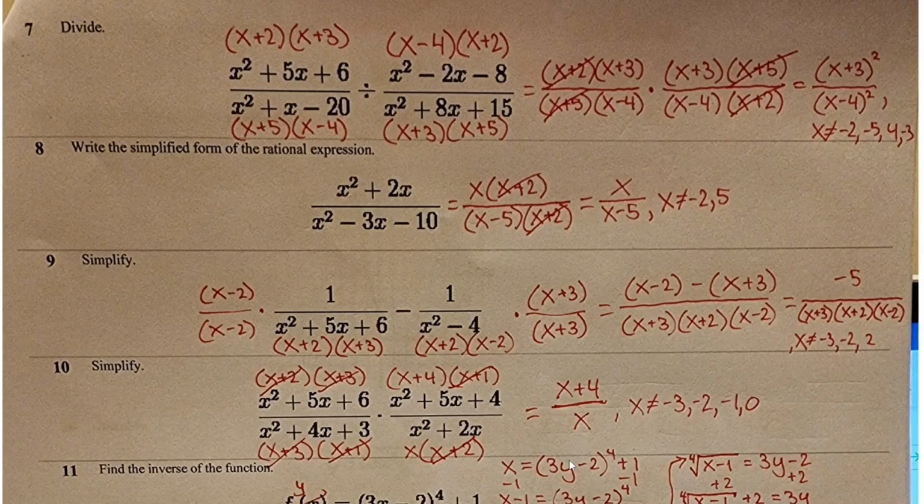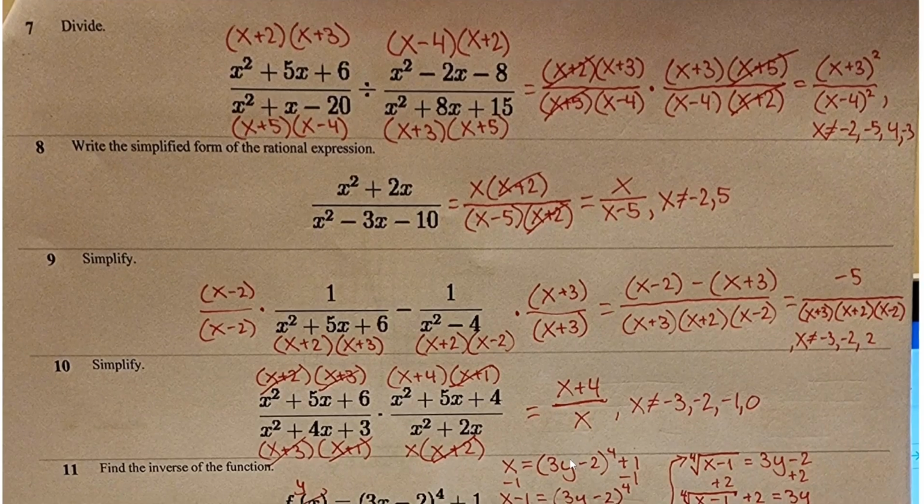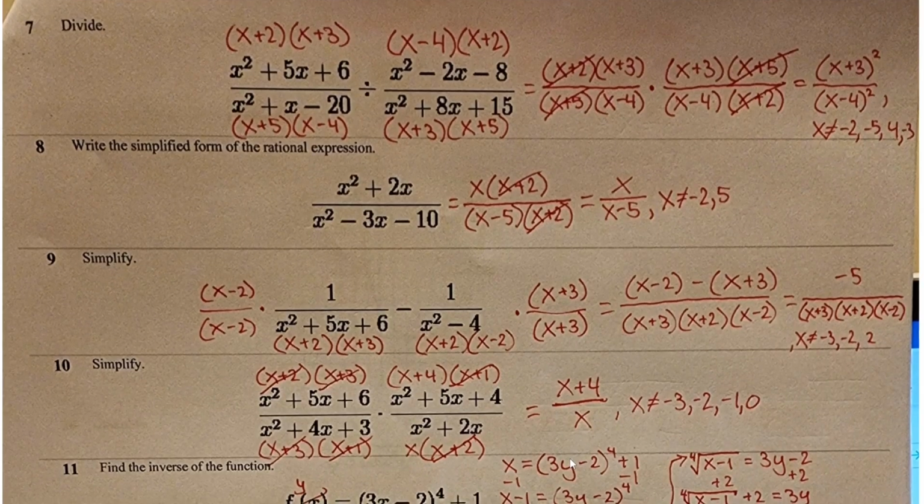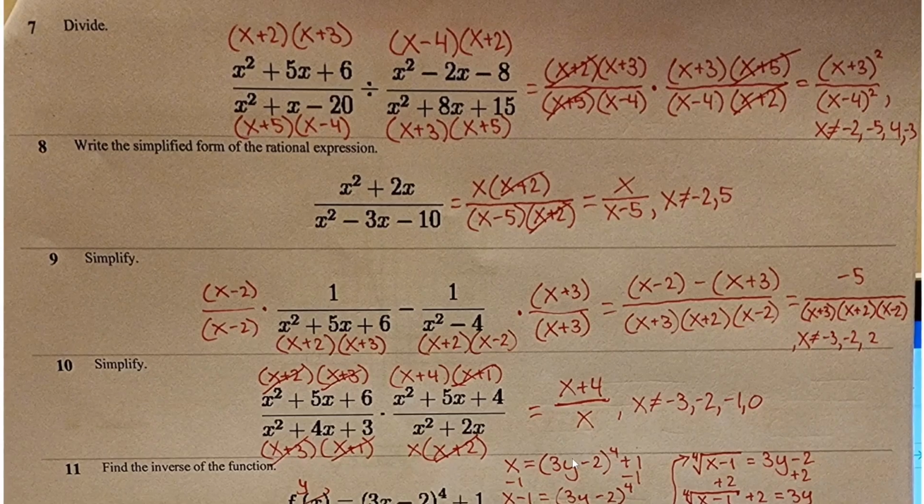You can see how I factored. So basically, I factored each of them. I canceled matching factors on the numerator and the denominator. So we see x plus 5 in the numerator and the denominator get canceled. X plus 2 as well. We ended up with 2 of these x plus 3's in the numerator and 2 of the x minus 4's in the denominator. And that's a common trick, especially in division problems.